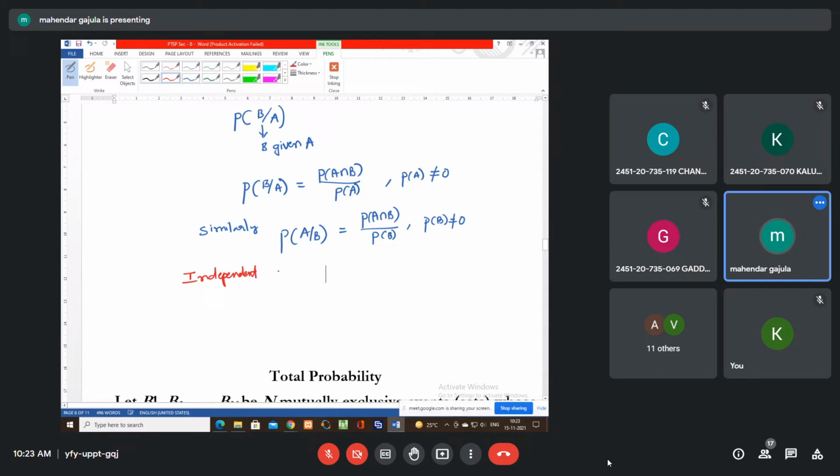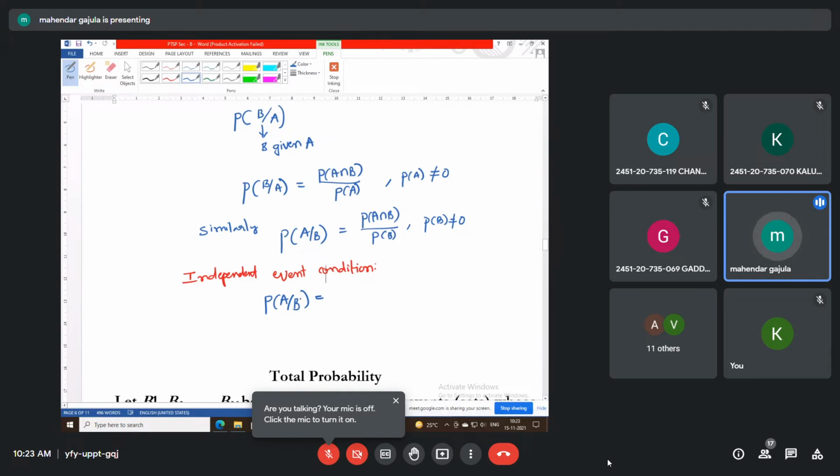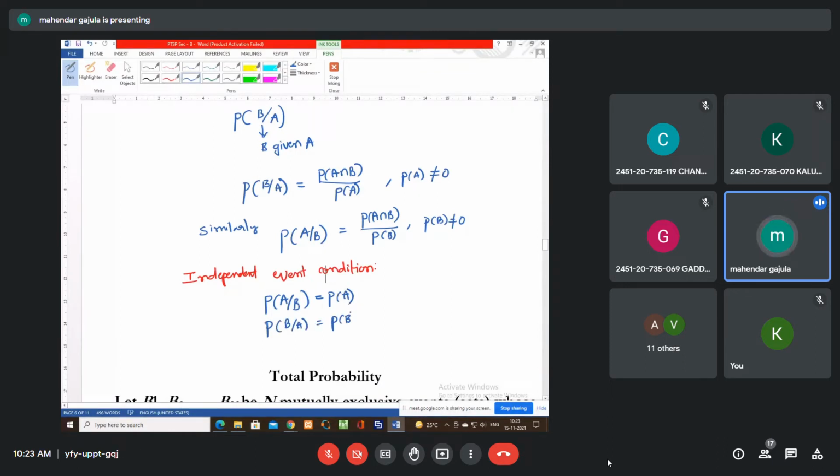Independent event condition. Can someone tell me what the independent event condition is from conditional probability? For example, if I say probability of A given B, what is the meaning of independent? The happening of B does not affect A, so it should be equal to P(A) only. Similarly, B given A should be equal to P(B).